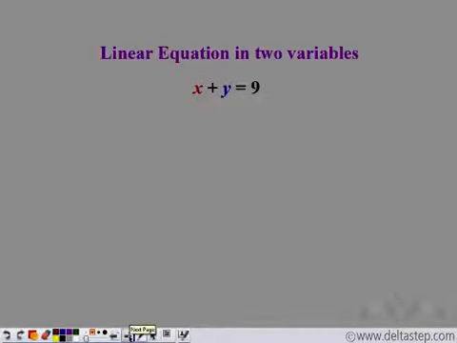So an equation which has two variables and in which the power of both the variables is 1 is a linear equation in two variables.